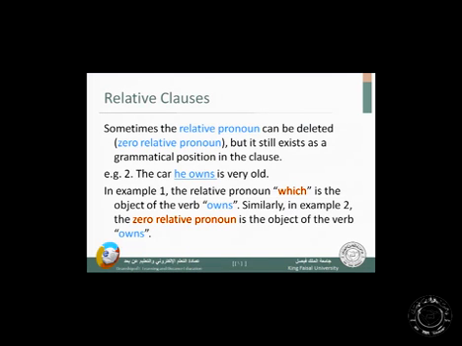In this case, we still have a grammatical function for the relative pronoun. In example 1, the relative pronoun which is the object of the verb owns. The car which he owns is very old. The pronoun which is the object of the verb owns. And also in example 2, even though we don't have a relative pronoun, we still have what we call a zero relative pronoun, and it is the object of the verb owns, just like the relative pronoun which. Even though we can't see it, it still exists and still has a grammatical position in the clause.